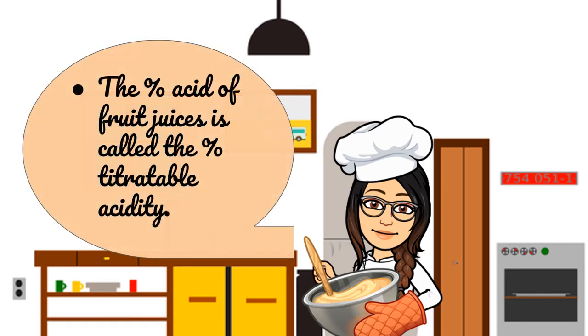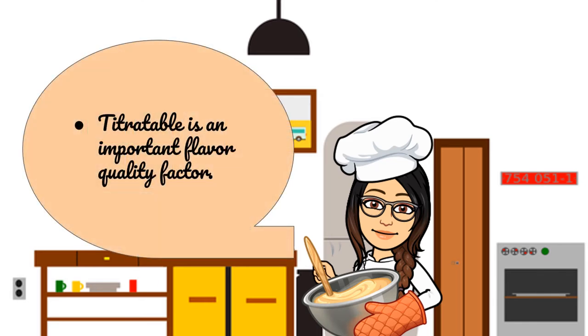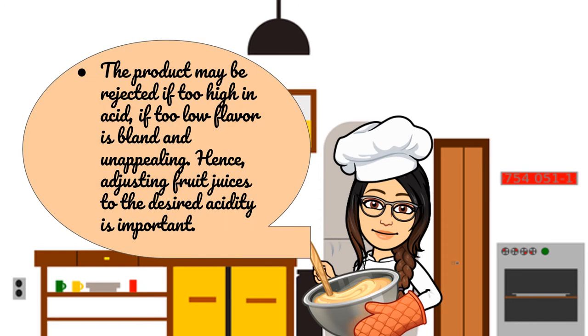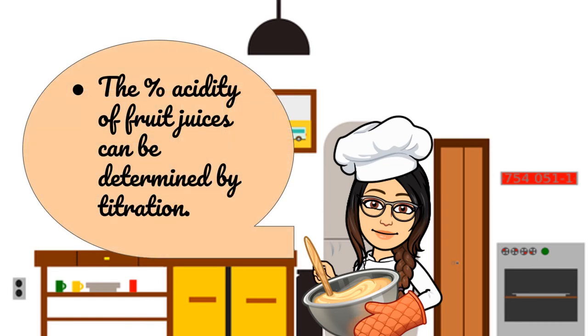Acid concentration. The percent acid of fruit juices is called the percent titratable acid. Titratable acidity is an important flavor quality factor. The product may be rejected if too high in acid; if too low, the flavor is bland and heavy. Adjusting fruit juices to the desired acidity is important. The percent acidity of fruit juices can be determined by titration.